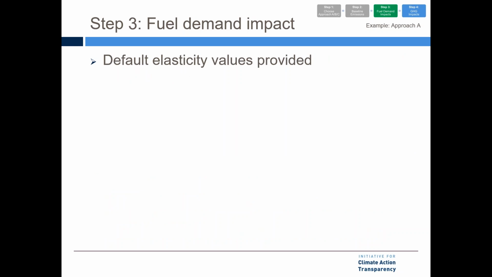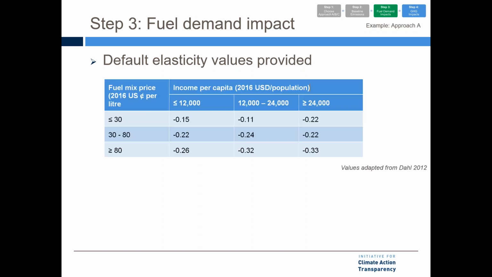I also want to stress that the guidance does provide default elasticity values, which can be used, but should only be used if there are no studies giving values for the country specifically. The way this works in the guidance is that you need data on the fuel mix price or on the gasoline price on the left-hand side. So you have some categories of the fuel price, and you need data on the average income per capita.